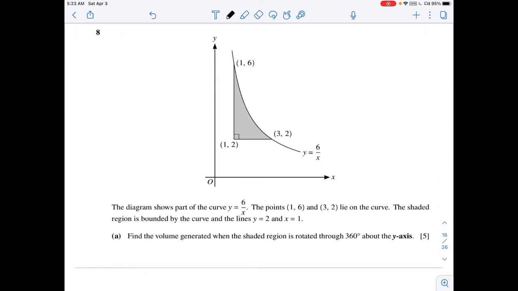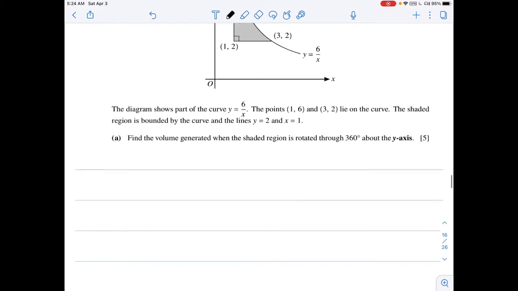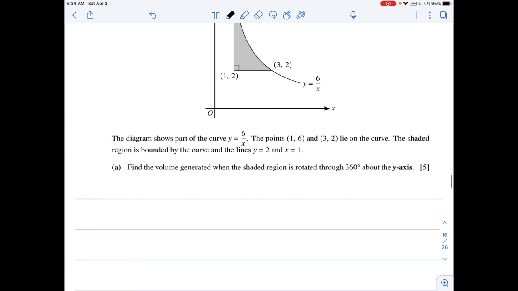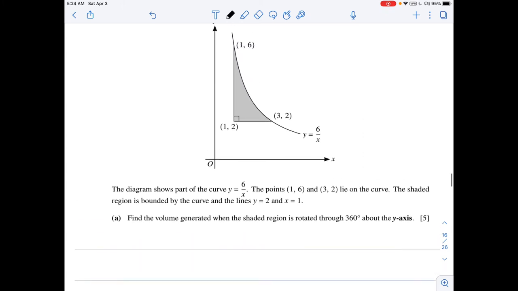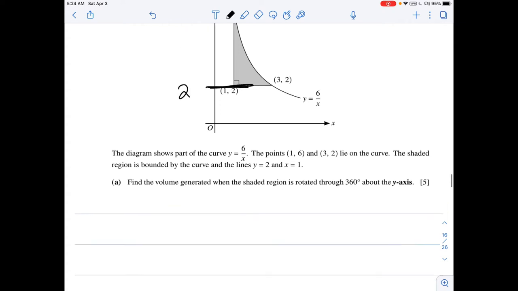Question number 8. Find the volume generated when it is rotated 360 degrees along the y-axis. Remember, it is along the y-axis. The curve is given. So, along the y-axis, the limits of y should be taken. What are the limits of y? 2 to 6. The limits of y should be 2 to 6.